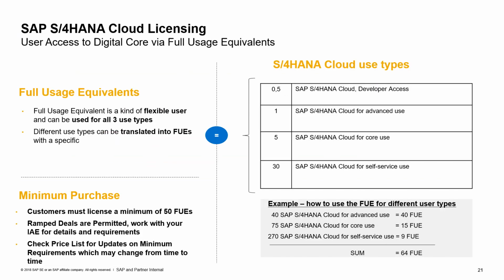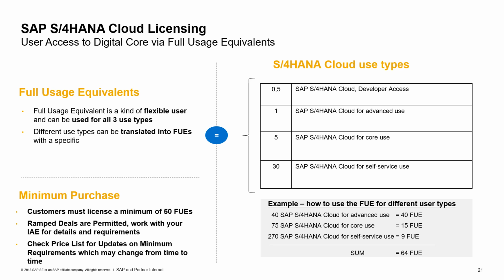Let's take a look at how we calculate what your full user equivalent would be. You need to do this before you get to your pricing because you have to have that number. So a full user equivalent allows for full usage equivalent as a kind of flexible user type and can be used for all three user types within SAP S4HANA. So you've got your developer access, your advanced user access, your core use access, and your self-service use access. The different user types are then translated into an FUE or full user equivalent.